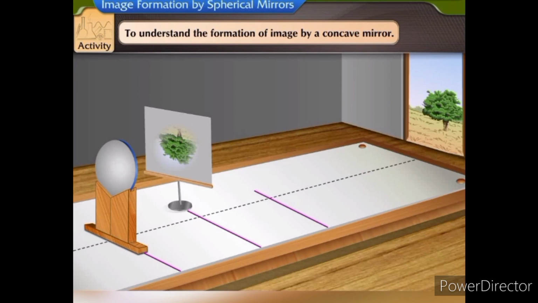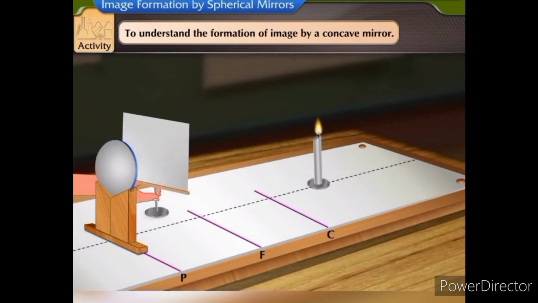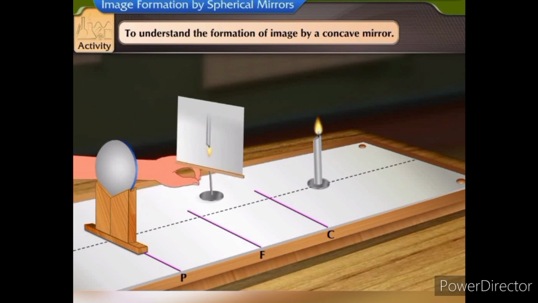These lines correspond to the positions of the points P, that is pole, F, that is focus, and C, that is center of curvature, respectively. Place a candle far beyond the point C. Place a white screen and move it in front of the mirror till you obtain a sharp, bright image of the candle flame on it. Observe the image carefully.